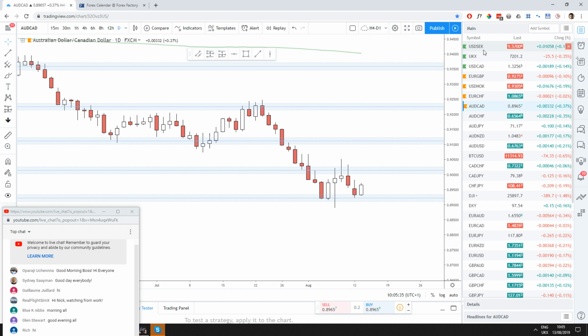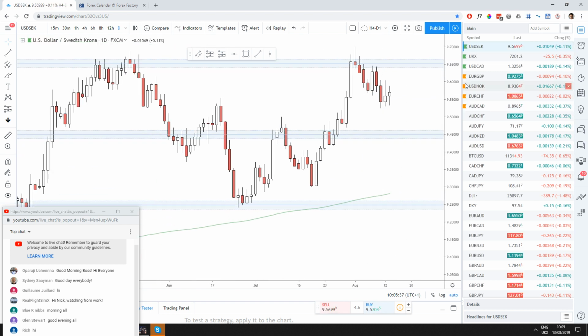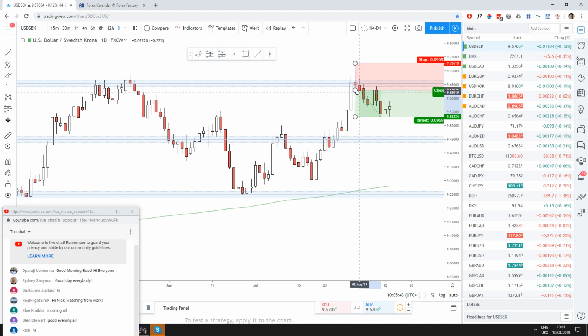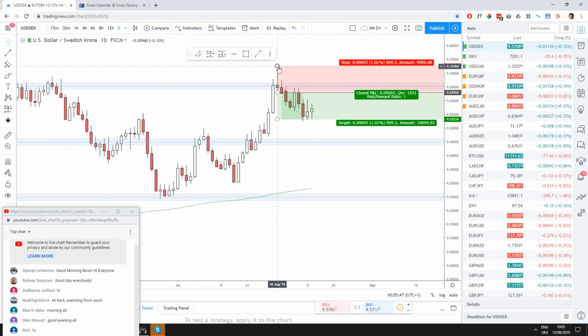So let's get into the actual analysis. We're going to kick things off with USD/SEK. There's an open short on this pair that I shared. It must have been 2nd of August, so it's been open quite some time.